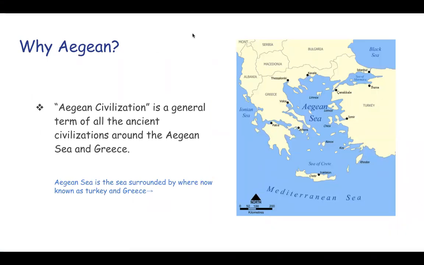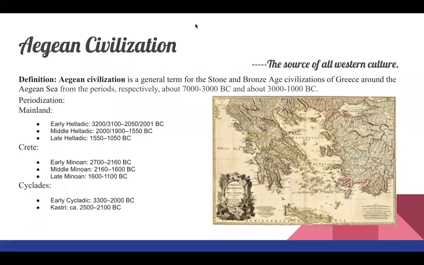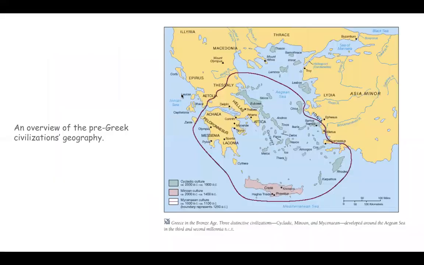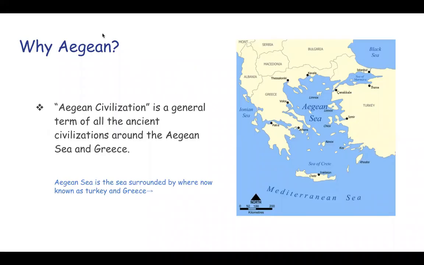So why is it called Aegean civilization? Because it's a general term for all the civilizations around the Aegean Sea and Greece. As you can see in the picture, the Aegean Sea is part of the Mediterranean Sea, and it's surrounded by civilization, so it's called Aegean civilization.